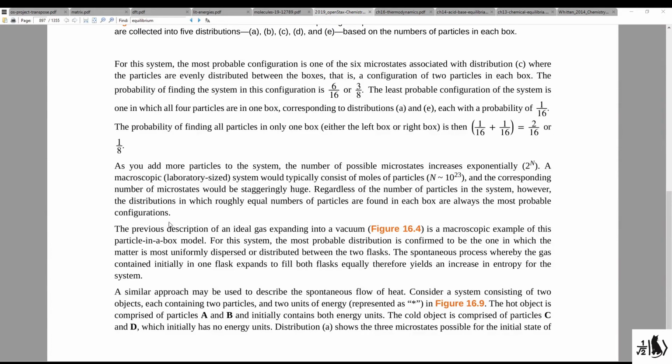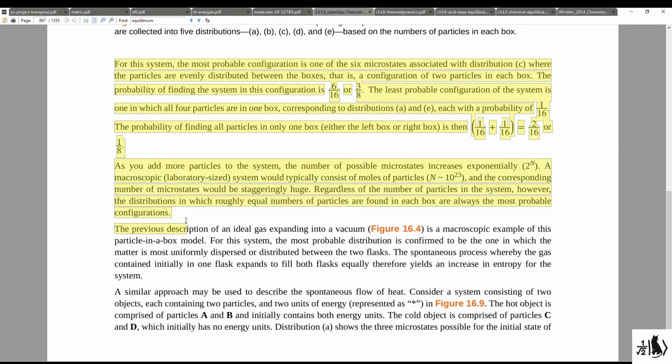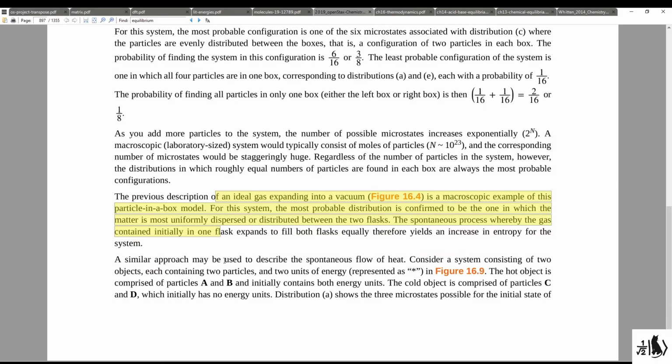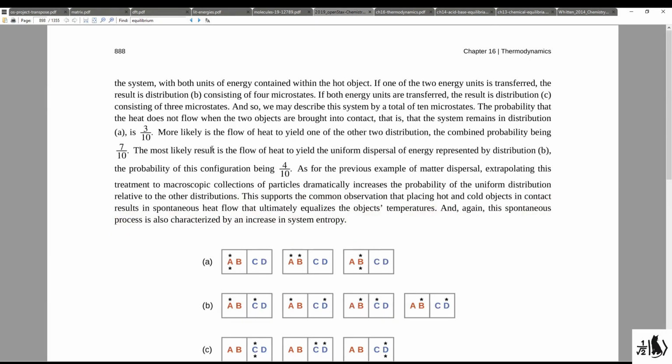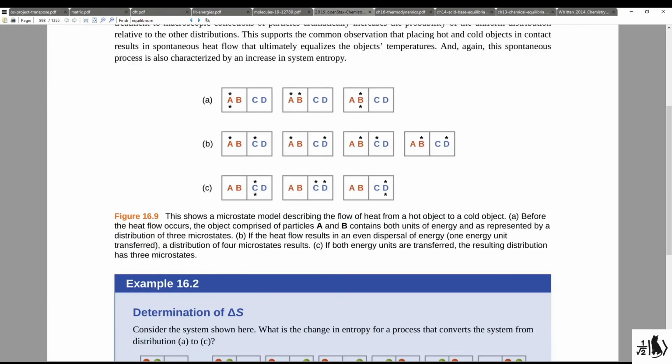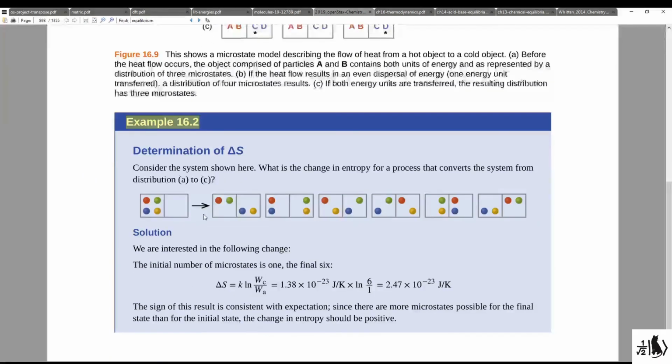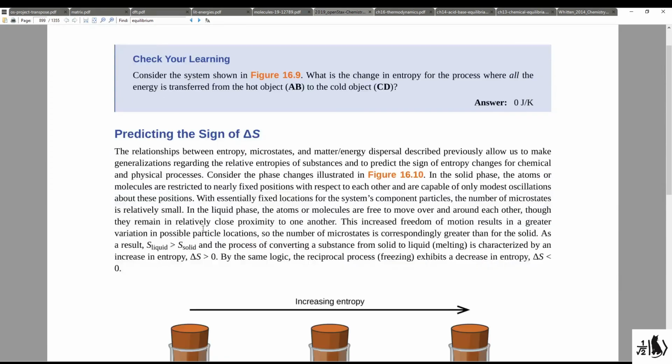You should go ahead and finish reading this section, as it provides a pretty decent narrative on microstates and entropy. It continues its conversation by giving other examples and figures that will help allow you to better understand what is going on here. Finally, when you're done, take a look at example 16.2 and make sure that you thoroughly understand the content.